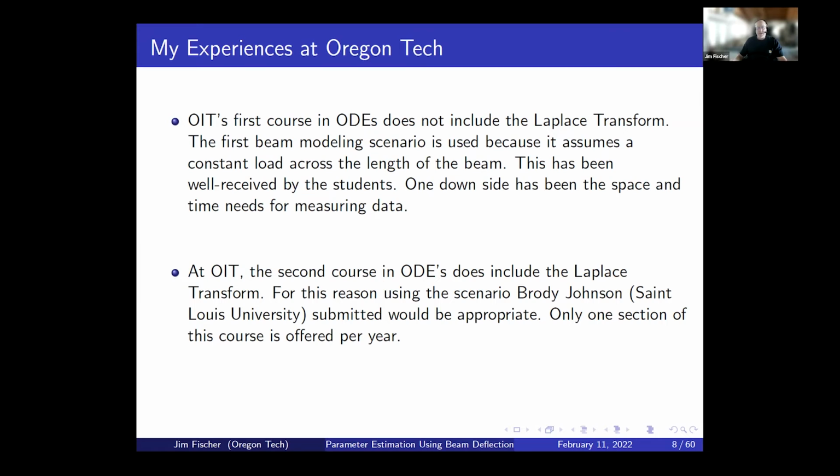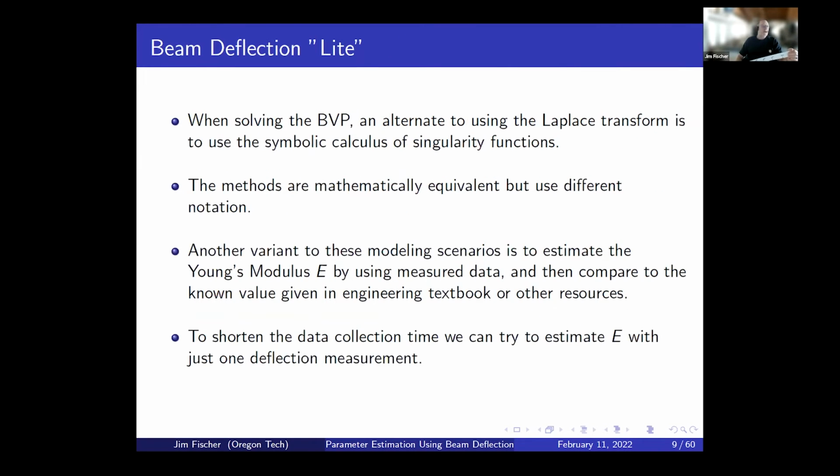And so my plan is the next time I teach that course, I'd like to bring in either Brody's excellent scenario or a variant that I've been working on, which I call beam deflection light. So here I'm going to use a smaller beam, but it's the same material. And it's not necessary that you have to use this particular type of beam. One could also use a paint stick or a ruler or just a yardstick, something that's relatively easy to handle, cheap, and so forth. And then the idea is to take some mass and put it on the end to deflect. Brody had an idea in his, and I like it.